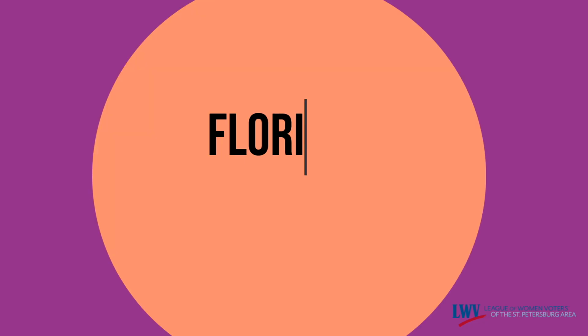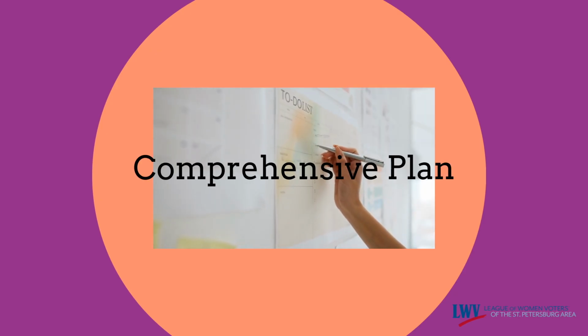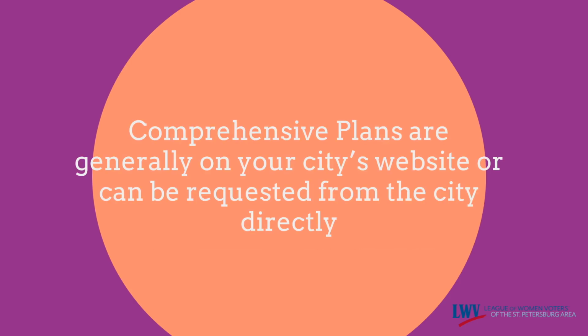This is because Florida has what is called the home rule, where cities are generally allowed to govern themselves except for certain exceptions. If you want to know exactly what your city plans are, each city is also required to have a long-term comprehensive plan that outlines its intended initiatives. Generally, you can find this on your city's website or request a copy from the city directly.